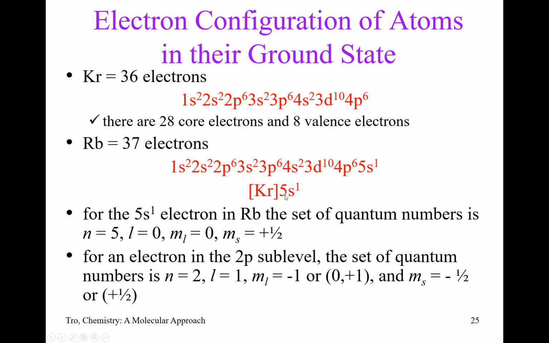And this was why everything in the first column or group of the periodic table had a +1, is because there's only 1 electron there that's the outermost valence electron.